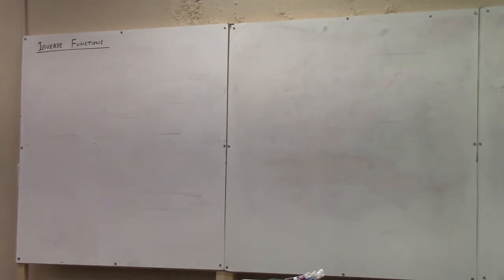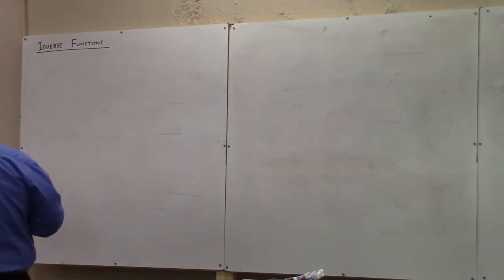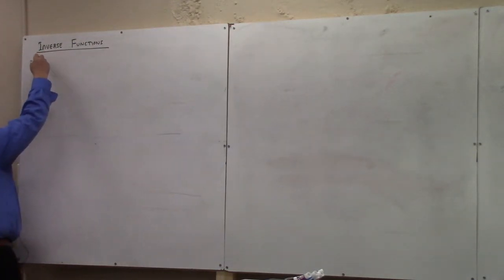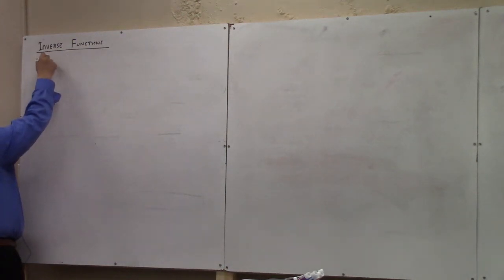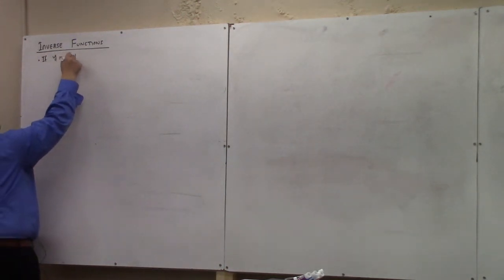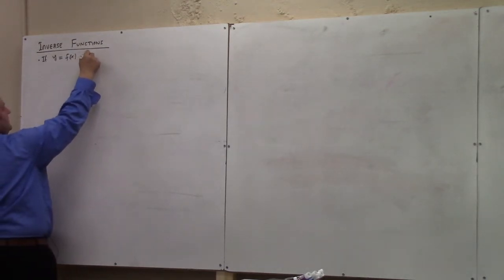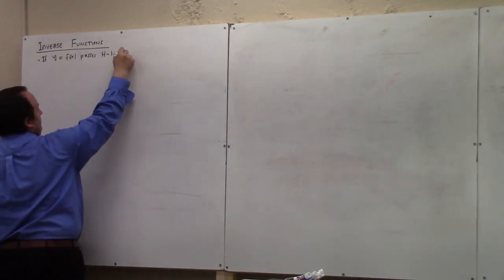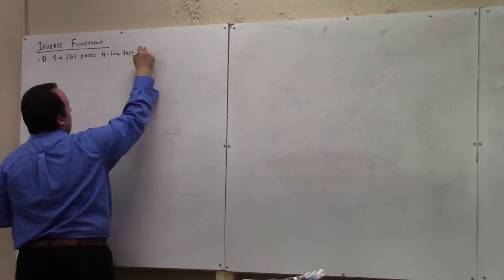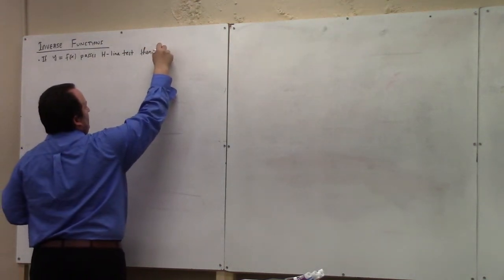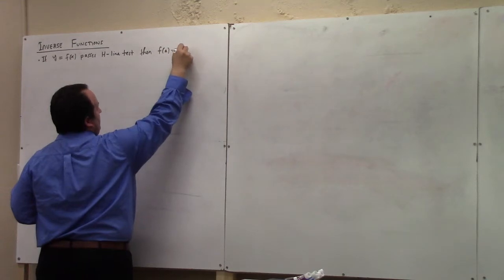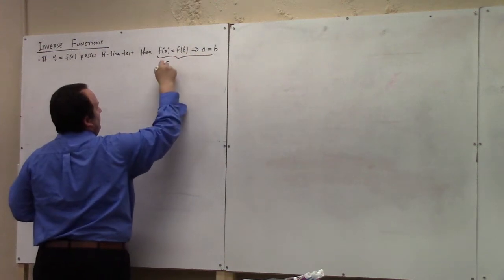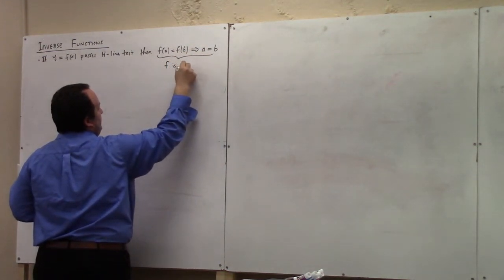Okay, so I need to talk to you guys about inverse functions. I'll remind you to start with that, if y equals f of x passes the horizontal line test, right, then f of a equal to f of b implies a equals b, right? In other words, f is injective.